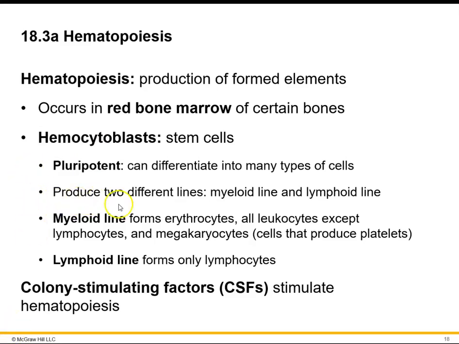Now, pluripotent stem cells can produce two different cell lines: the myeloid cell line and the lymphoid cell line. The myeloid cell line forms the red blood cells, all the white blood cells except for your lymphocytes, and it forms the megakaryocytes, which produce platelets. The lymphoid line only forms lymphocytes. Then there are these substances called colony stimulating factors, and what these do is signal the red bone marrow to begin hematopoiesis.